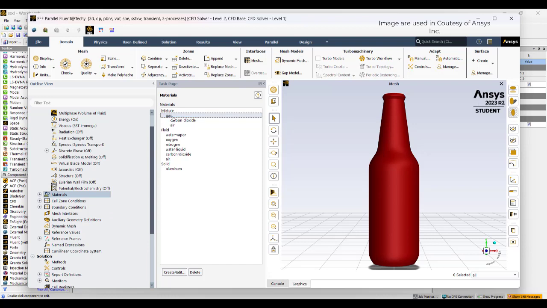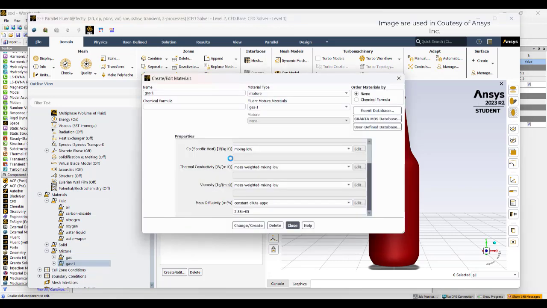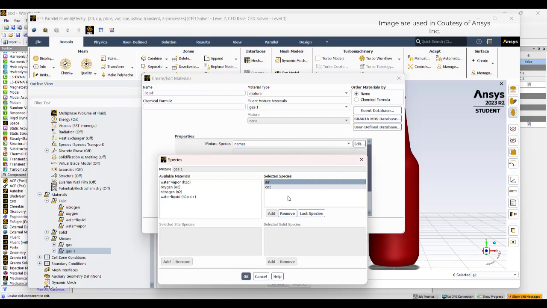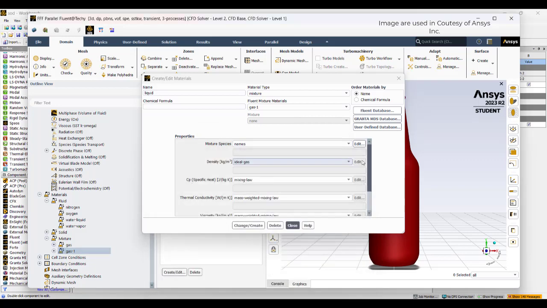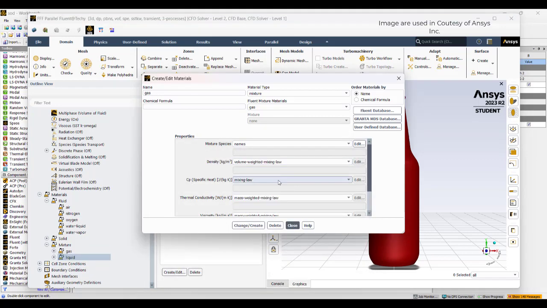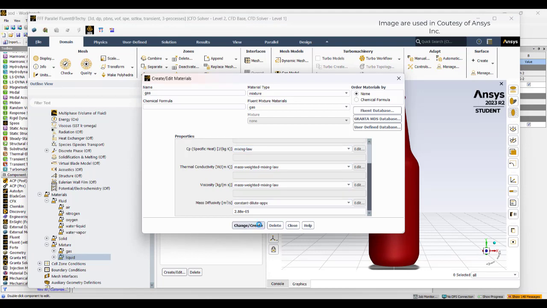Now copy this, I'll go to materials, copy. So this time I'll make it a liquid. Go to names, remove, add water liquid. Similarly here water liquid is the more in mass fraction, so that's the reason why I kept it last. Now this cannot be an ideal gas, so it's a mass weighted mixing law, right? So here this is the mass diffusivity which I have taken as a dilute approximation, but if you have the values, you can take the actual value.